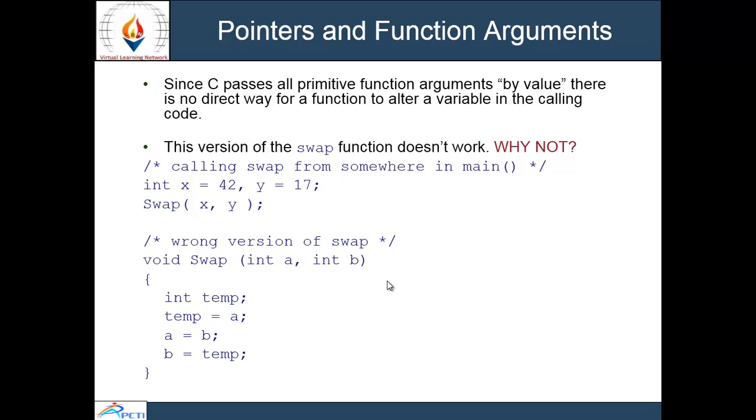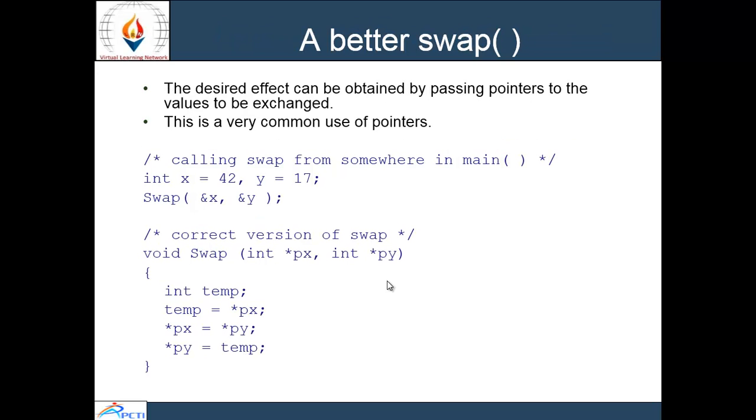Here I'll show you an example of a swapping program. Here I am declaring int x equal to 42, y equal to 17, and using the swap function. This is the wrong version because it is just interchanging the values logically. But if I need to interchange the values at the actual addresses, then I need to know the addresses of these variables. So this can be done with pointers. So it's called the better swap.